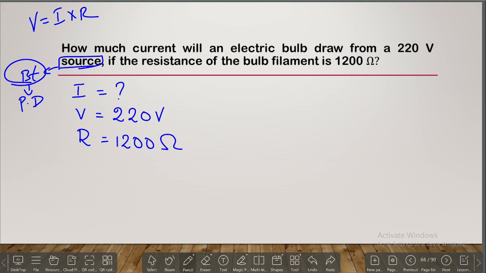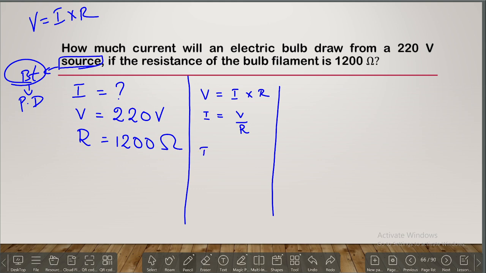The resistance of the bulb is given as 1200 ohm. So what is the formula? V is equal to I into R. If I need I, the formula rearranges as I is equal to V by R. Now substitute all the values here. I is equal to, what is the value of V? 220 by, what is the value of R? 1200.